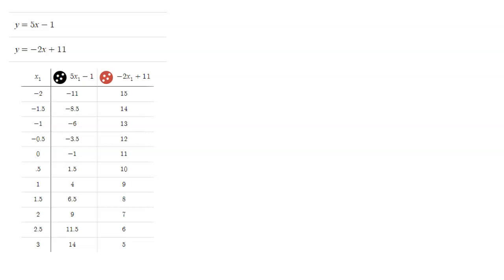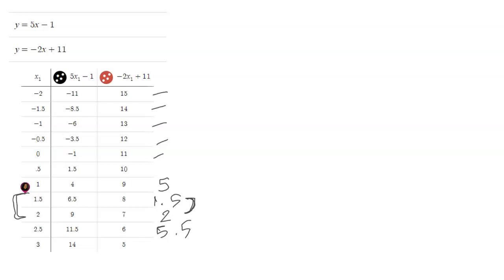Negative 11 and 15, negative 8.5, 14, right? None of these are matching up. So we're going to approximate the solution by looking for the ones that are closest. And you can kind of see here that these are 5 apart, these are 1.5 apart, these are 2 apart, these are 5.5 apart. And this is where they are the closest, between 1.5 and 2. So that's telling us that our solution's got to be somewhere between these guys right here.